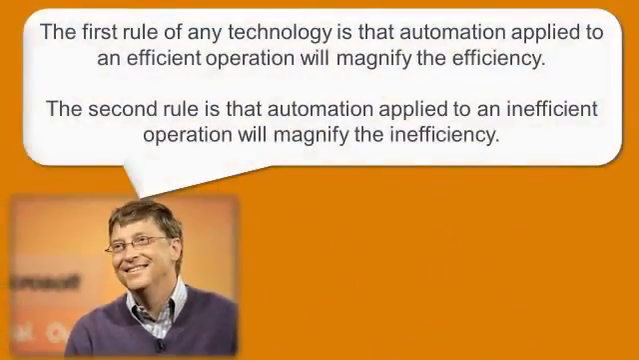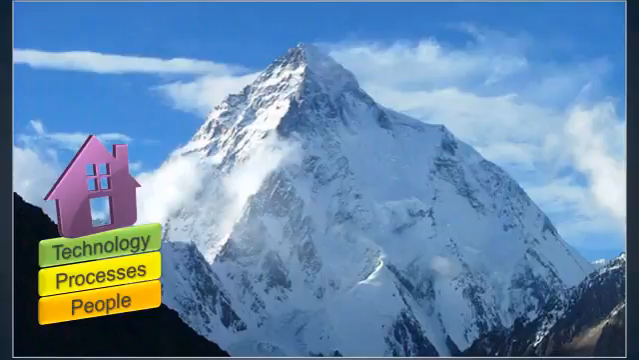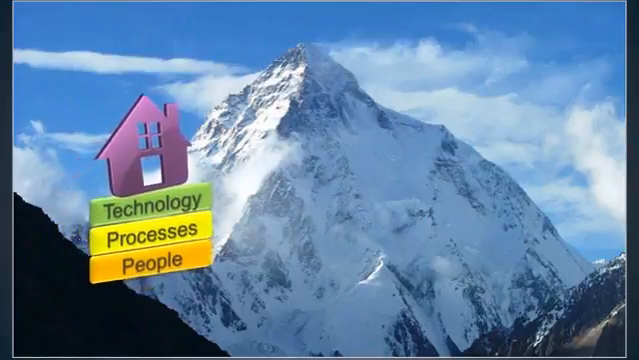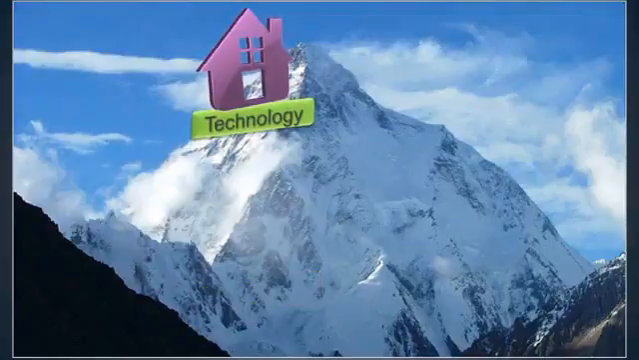Bill Gates once said, the first rule of any technology is that automation applied to an efficient operation will magnify the efficiency. The second rule is that automation applied to an inefficient operation will magnify the inefficiency. It is important to remember that the information technology being used is simply an enabler that can take the business, its processes and management to new heights. It can create new, faster and more effective businesses if used correctly, but it can't fix broken processes.